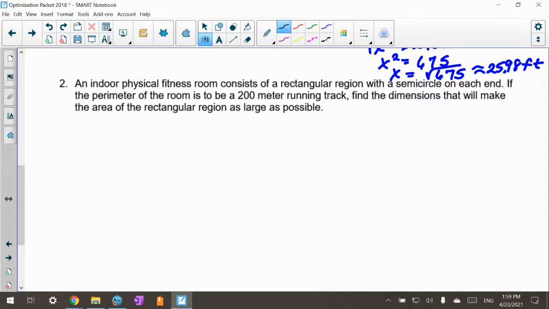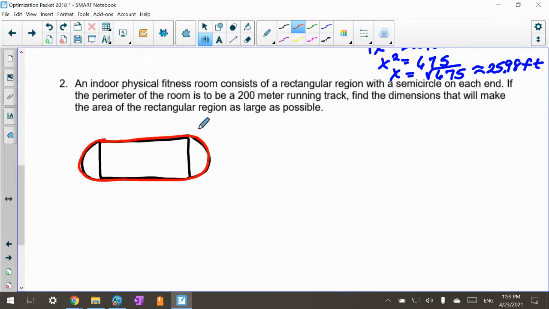So I have an indoor physical fitness room that consists of a rectangular region. Here's my rectangular region, with a semicircle on each end. So here's a semicircle and here's a semicircle. That's half of a circle on each end. The perimeter of the room is going to be a 200-meter running track, which is kind of cool. The track is going to come all the way around, so the track is going to be 200 meters. Find the dimensions that will make the area of the rectangular region as large as possible.